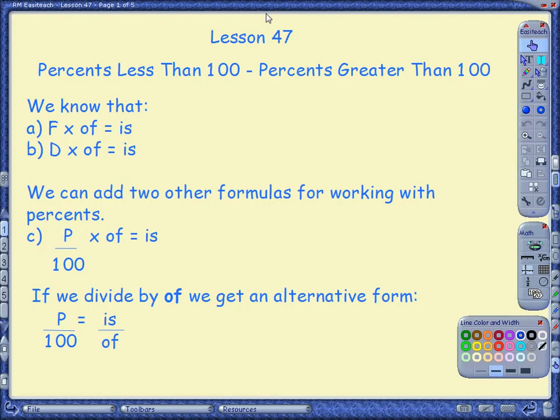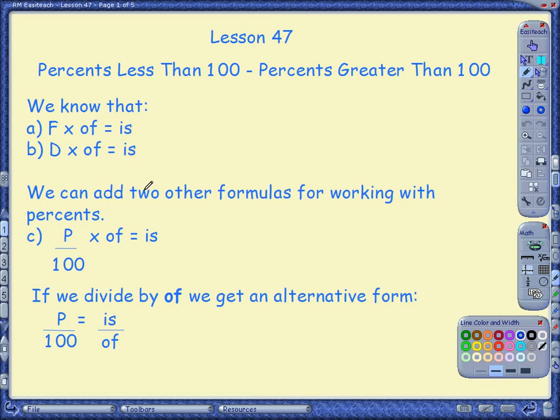This is Lesson 47, and the two topics in Lesson 47 are percents greater than 100 and percents less than 100. We know from our work last year that if we have word problems involving fractions, we can change them. We can use this little formula and just say fraction times of equals is. We can do the same thing with decimal fractions. We can say decimal times of equals is.